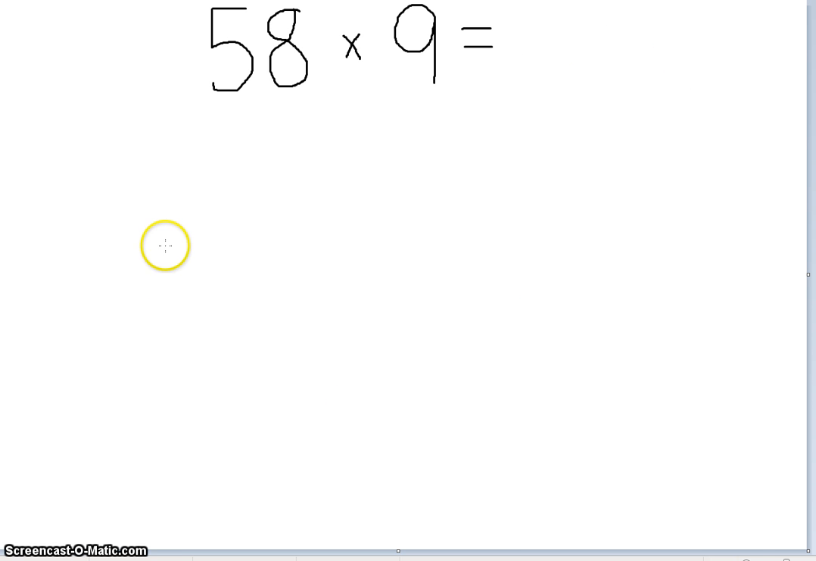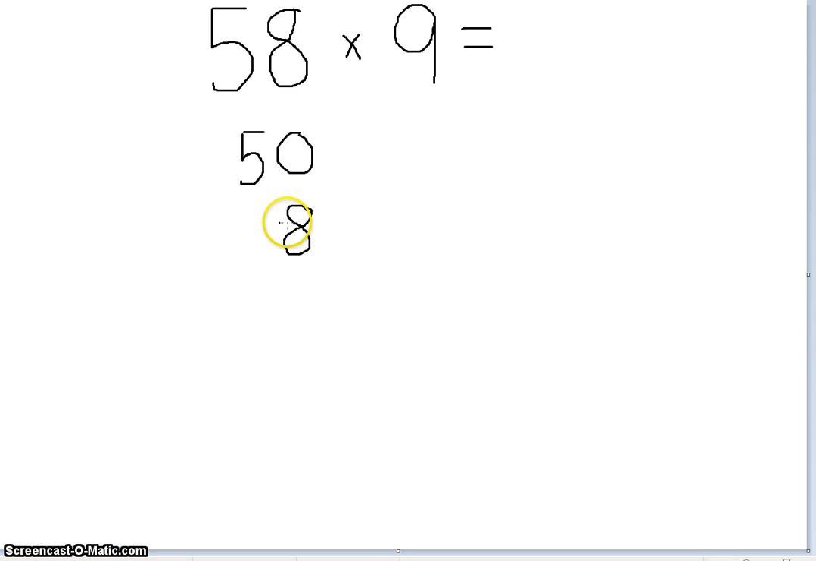Now that you've seen it once, let's try it one more time. I'm going to take the 58 and distribute it or break it apart based on what I know about place value. 58 is 50 and 8, so I'm going to line them up, and it helps if you do it vertically so it's easier to add at the end.